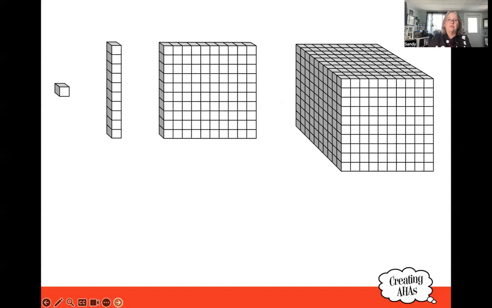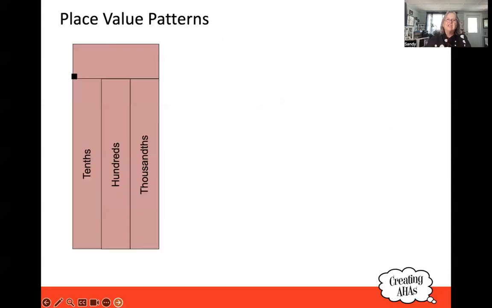And this is one image we use. Now, let's think about what happens with decimal numbers. You'll hear me talk about decimal fractions in other videos, because to me, decimals are fractions. They're special fractions with a power of 10, a factor of 10 in the denominator. So we have tenths, hundredths, thousandths.